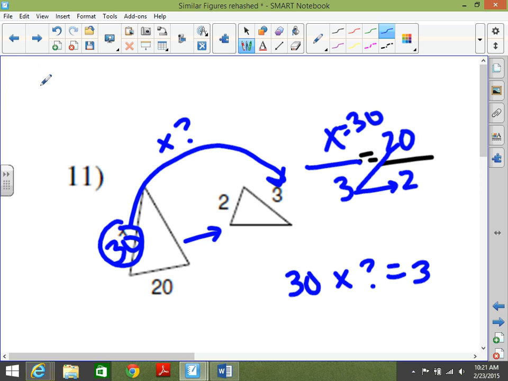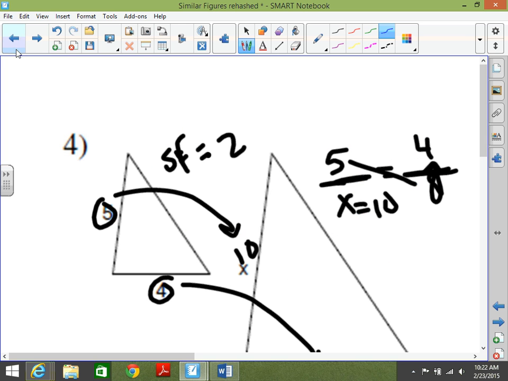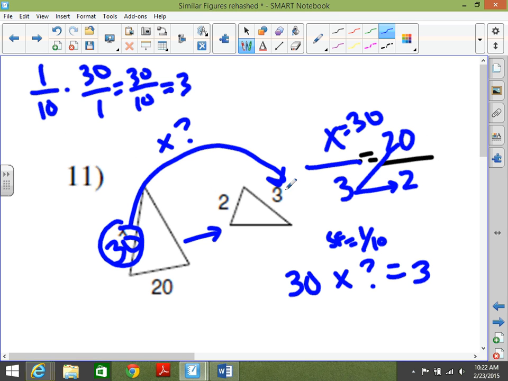So 30 times what fraction will give us 3? 1/10? Let's see. That gives us 30 over 10, which is 3. You're right. So there's your scale factor. Your scale factor is 1/10. Good. So when it shrinks, it's going to be a fraction scale factor. If it blows up, it's a whole number. Because see, all of these have been little and gotten big. This one was big and it got little. So your answer is going to be a fraction.